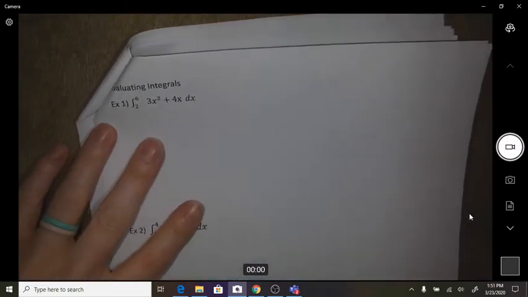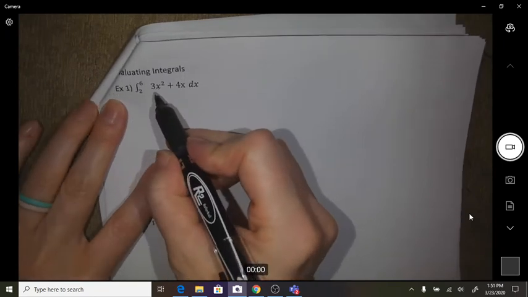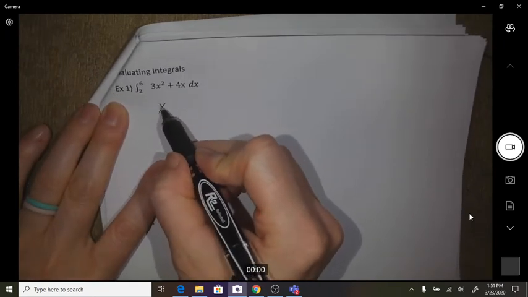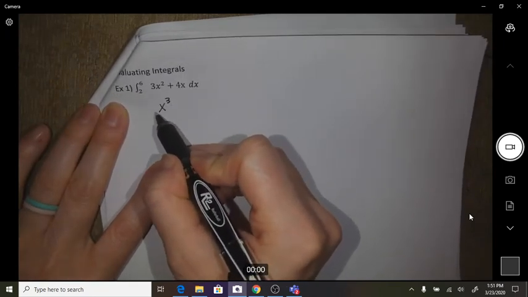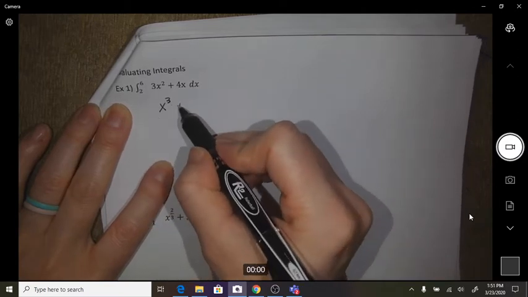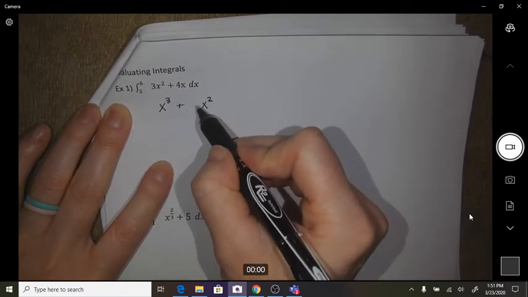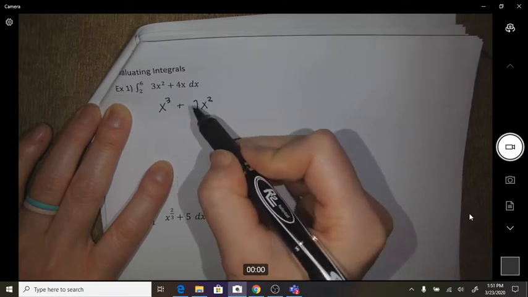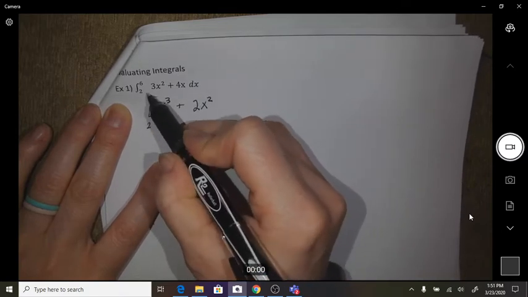Okay, so here we go. We're going to find the antiderivative. So x cubed, and then don't need a coefficient. This would start as an x squared, so I would need a 2 in the front. I'm going to evaluate it from 6 to 2.